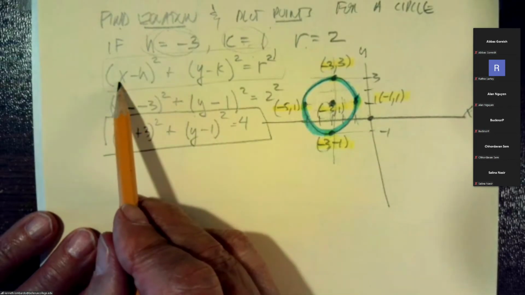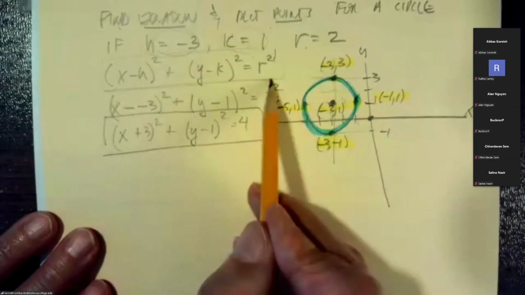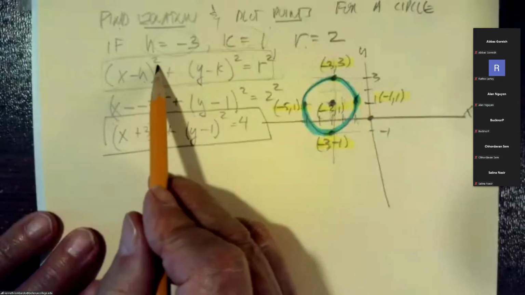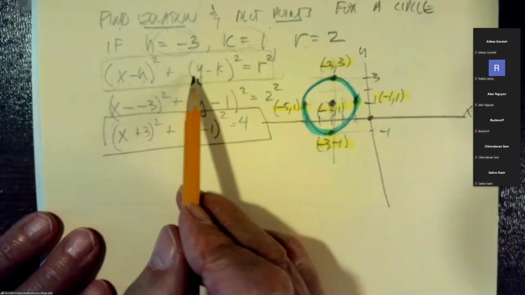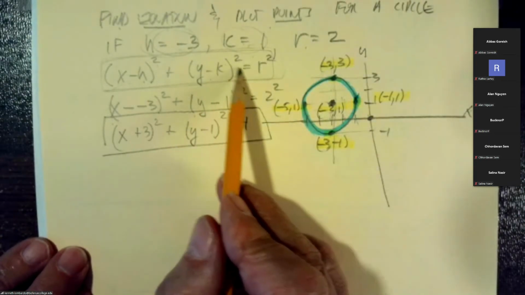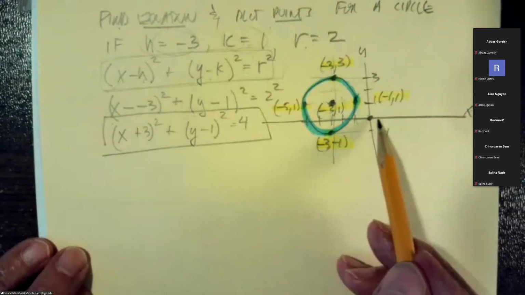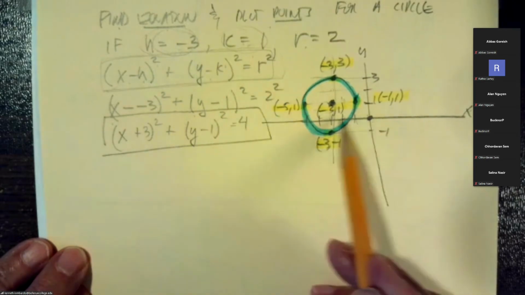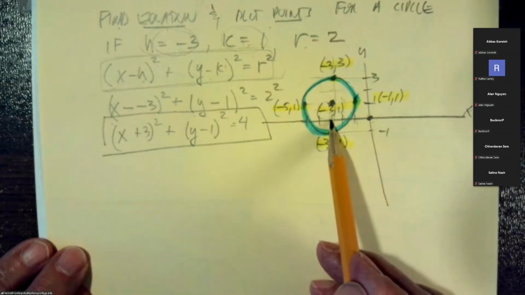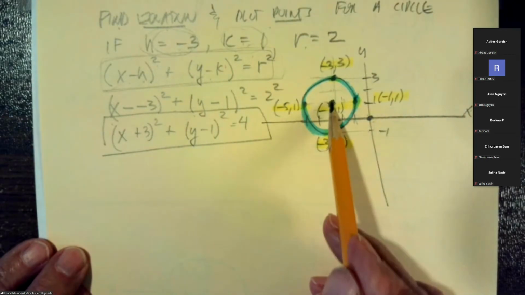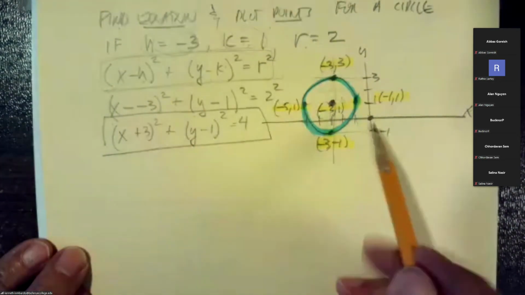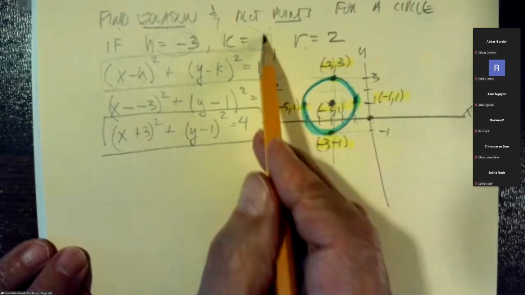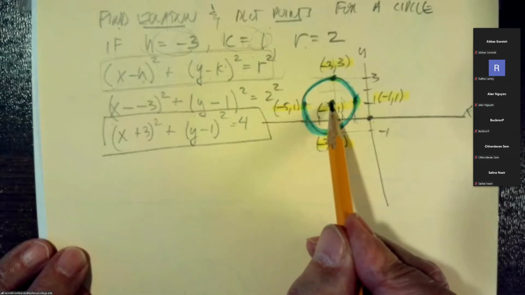So the general equation is shown here: (x minus h) squared plus (y minus k) squared equals r squared. Now, if we were at the origin, h and k would be 0. We're not at the origin. So we go left 3, which is the h value, and up 1, which is the k value, to give us the center of the circle. And then we can develop the equation.